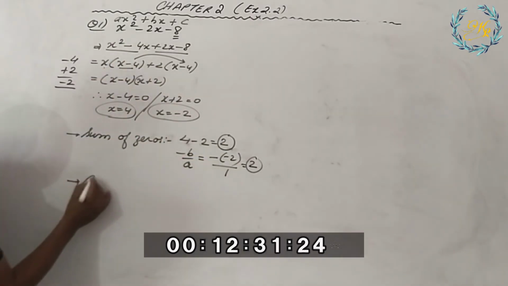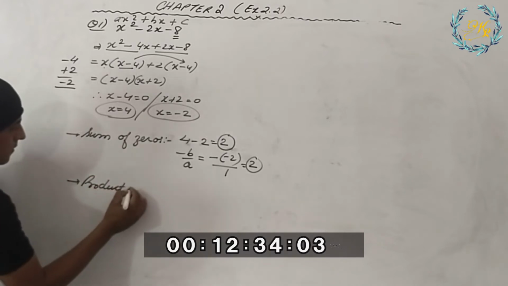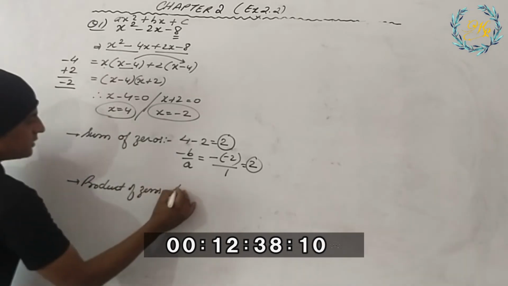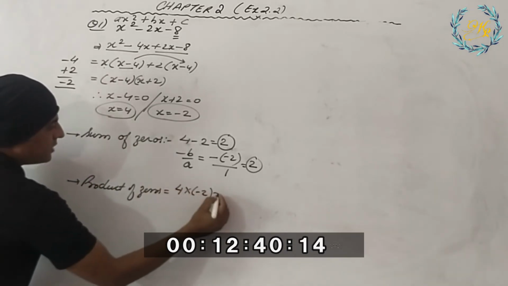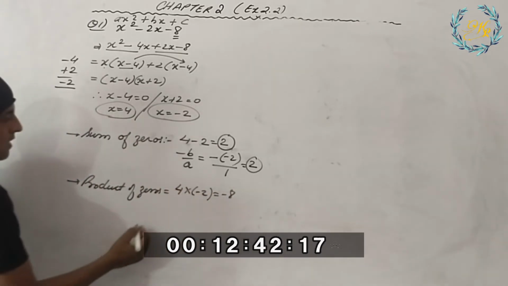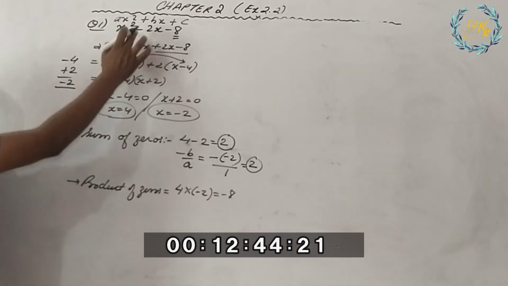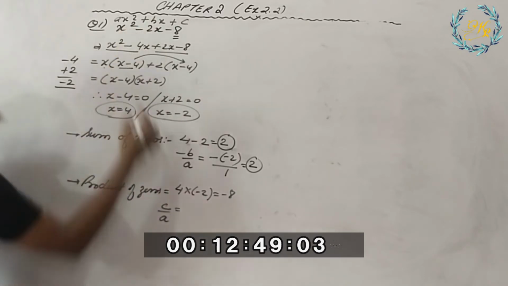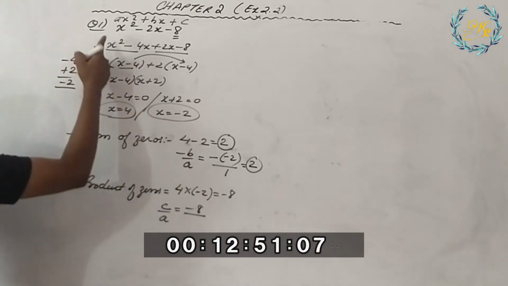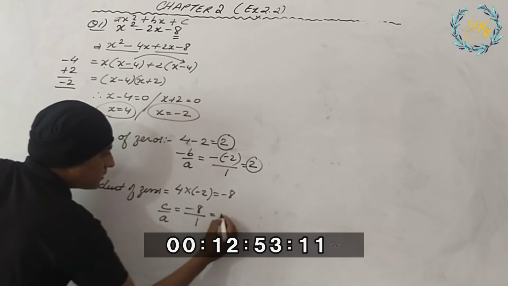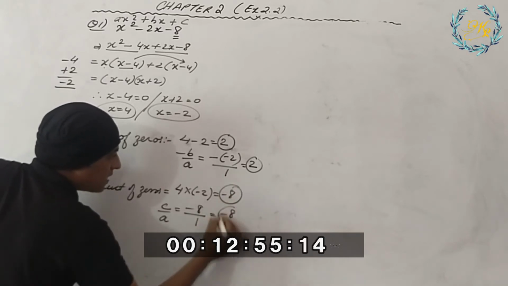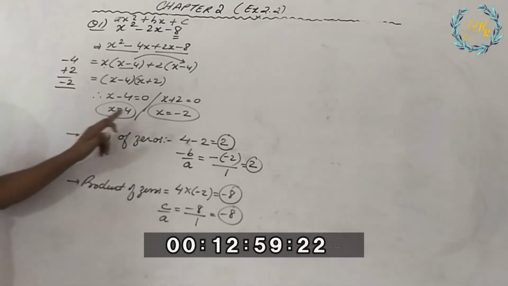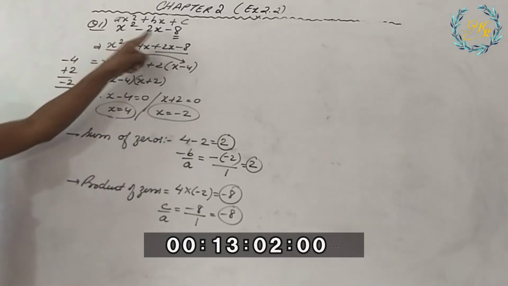When I go for product of zeros, now product of zeros means take the first value of x, second value of x, I get answer as minus 8. Product of zeros according to coefficient is given by the relation c by a. What is the value of c? Minus 8. A is 1. You can see both the values are same. So here I have verified the relation between the zeros and the coefficients.